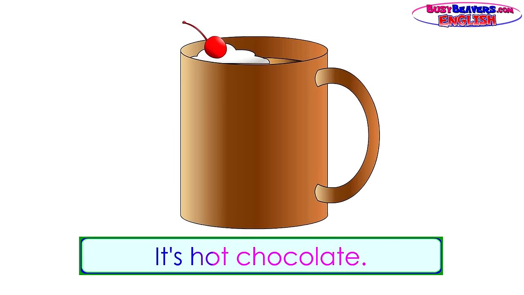Does he have a newspaper? No, he doesn't have a newspaper. Oh, what does he have? He has a notebook. Does he have a marker? No, he doesn't have a marker. Oh, what does he have? He has a ruler.